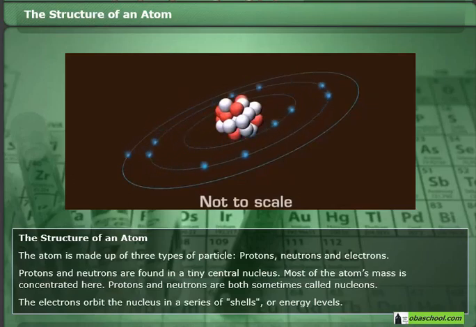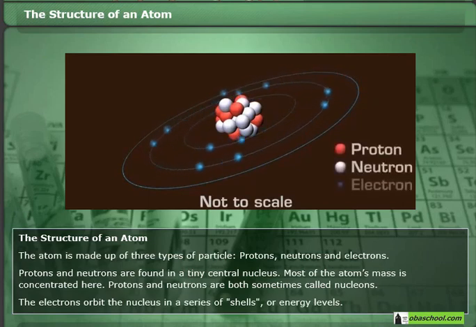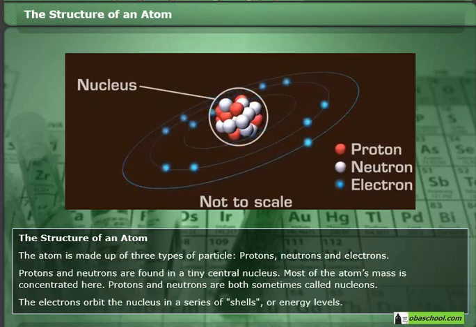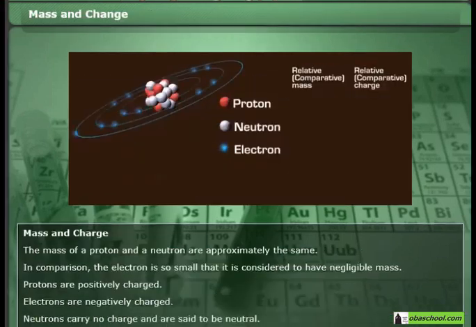The structure of an atom. The atom is made up of three types of particle: protons, neutrons, and electrons. Protons and neutrons are found in a tiny central nucleus. Most of the atom's mass is concentrated here. Protons and neutrons are both sometimes called nucleons. The electrons orbit the nucleus in a series of shells, or energy levels.